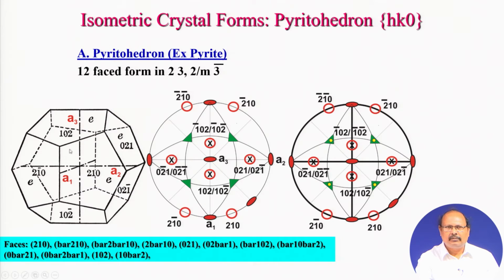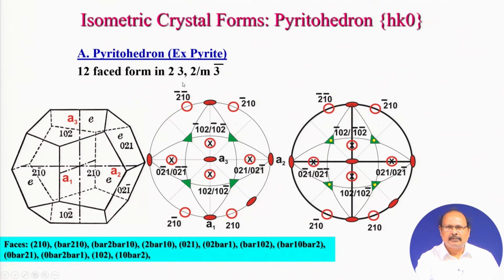You see that each face is a pentagonal shaped face here, and this is the one in a cube. These are the positions of the A1 axis, A2 axis and A3 axis here, and you see that all these faces here, 2 1 0, 0 2 1 and 0 2 bar 1, intersect at this point. This is the position of a triad here. Okay.